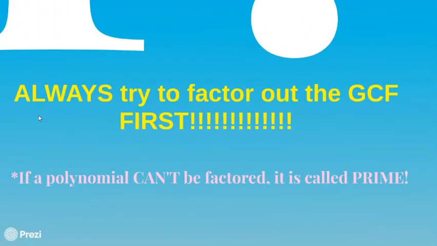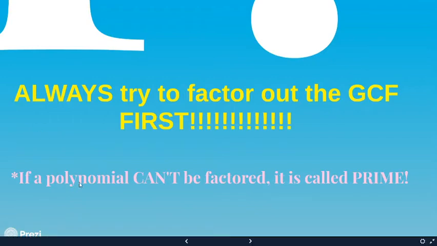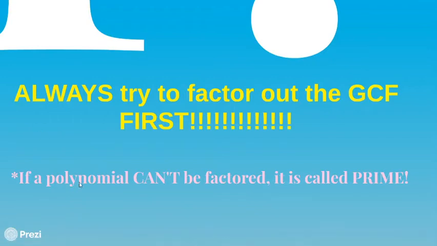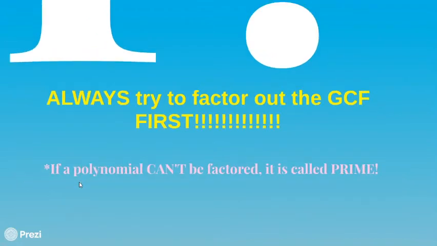Something else to keep in mind. When we factor, you must always try to factor out the GCF first. Always. Always look for the GCF first. If you can factor out the GCF, do that first. And then maybe after that, we'll be able to factor more. I don't know. We'll have to see. Also, if you cannot factor a polynomial, so if you try real hard to factor but it's just not working out, that polynomial is called a prime polynomial. So just keep that in mind.